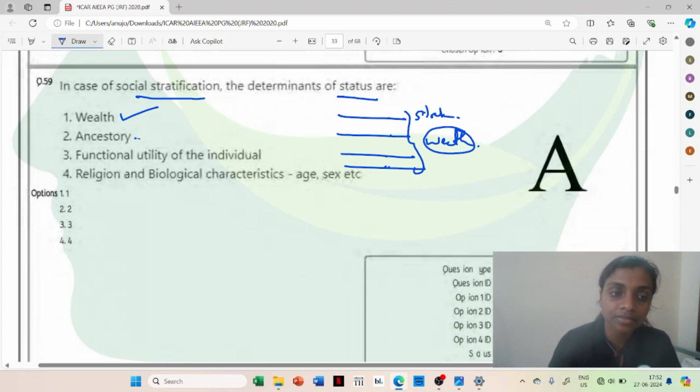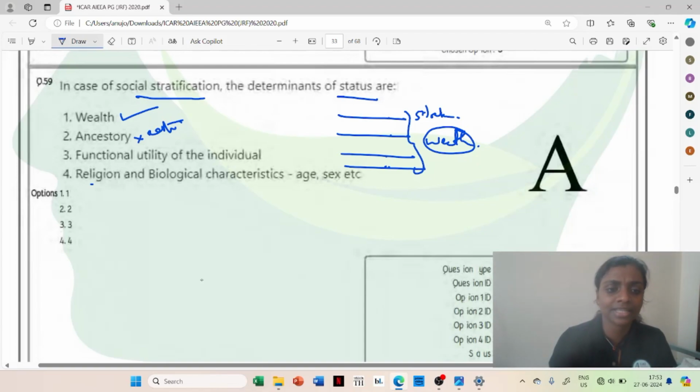Ancestry will lead not to status but to the caste system. Functional utility of the individual also doesn't matter here, because whatever job he is doing, if the person is doing the job correctly, then the person has functional utility in the society, right? But that is not a determinant of the status.